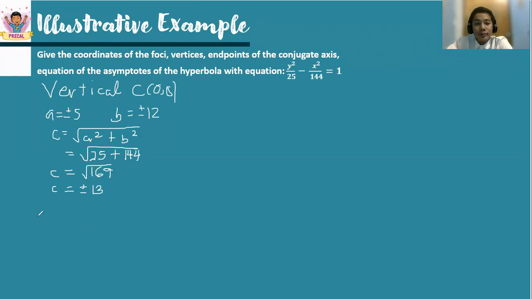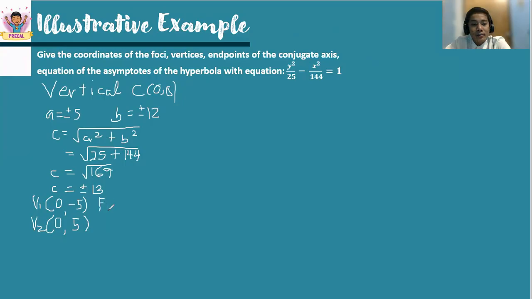Now, we can determine the coordinates of the vertices v sub 1 and v sub 2 respectively. Again, you can interchange either the positive or the negative signs, but for uniformity, Sir Peter is going to write the negative signs first. For a vertical hyperbola, the vertices are located on the y-axis. So the abscissas have no value, so it's 0. And we now get negative 5 and positive 5.